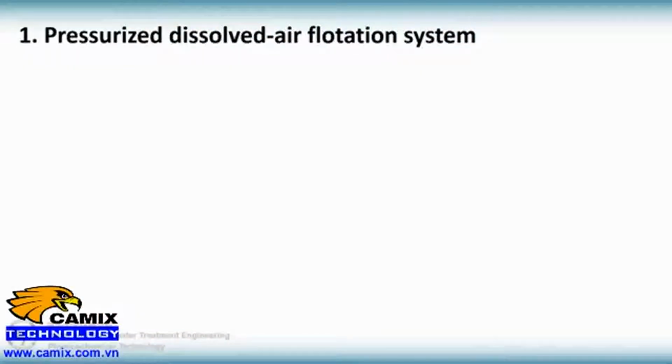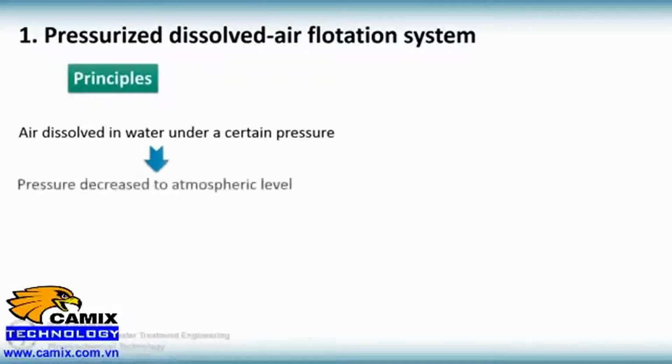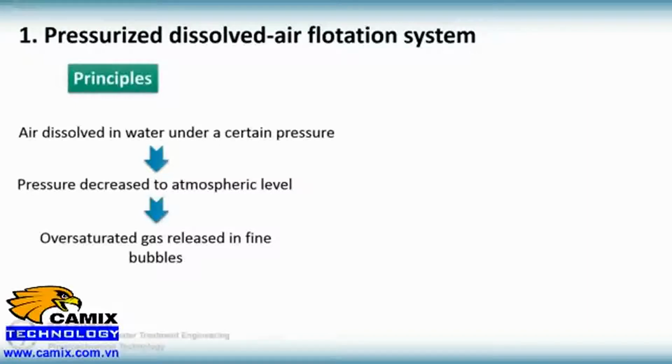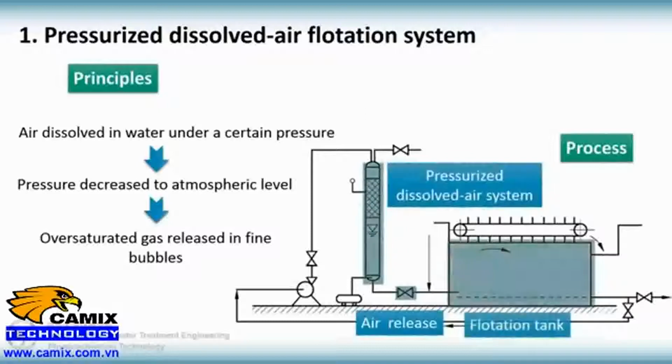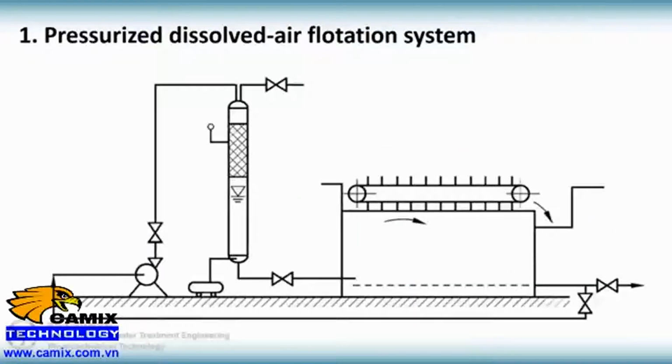First, let's see the pressurized DAF system. Air is dissolved in water under a certain pressure, and once the pressure is reduced to atmospheric level, the oversaturated gas would release in fine bubbles. Main equipment of pressurized DAF includes air release equipment, pressurized dissolved air system, and flotation tank. Typical pressurized DAF process is shown in this figure.